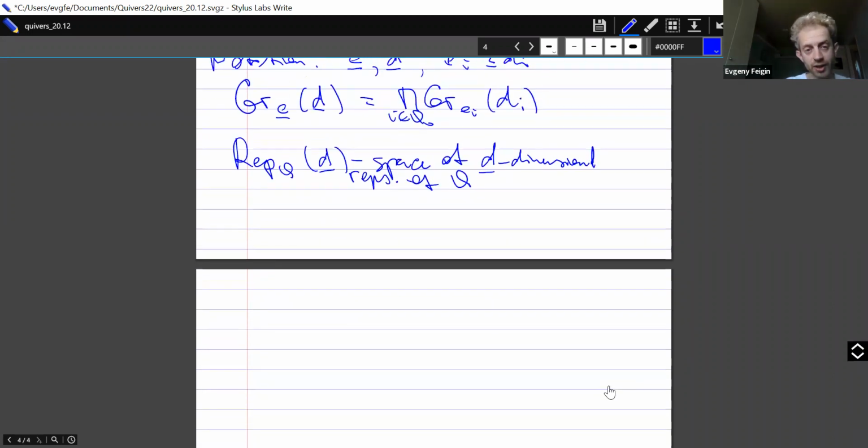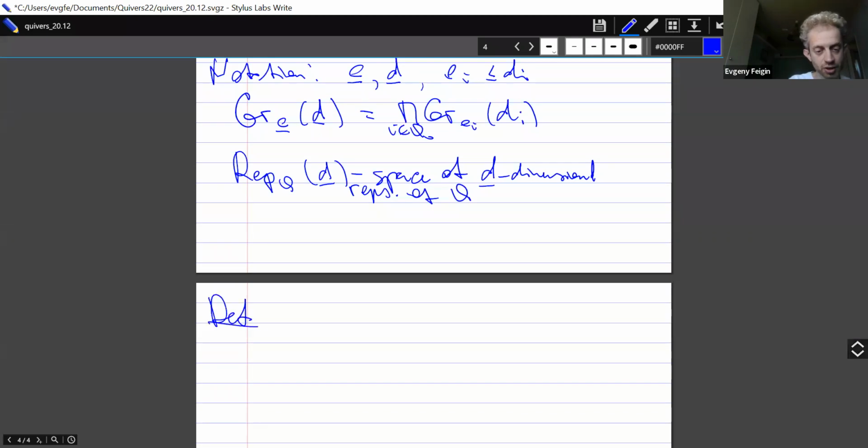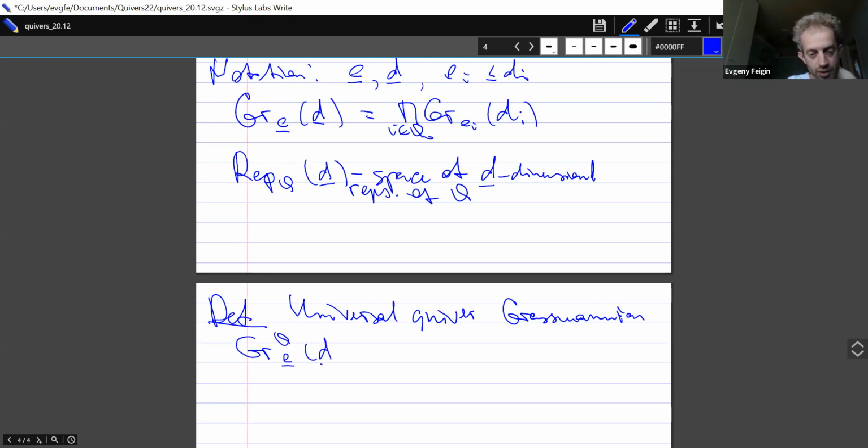Okay, so now we are ready to define our main object, the universal Quiver Grassmannian. Let's denote it by Gr_Q(E, D). As you can see, it depends on two dimension vectors, E and D. And so upstairs we have the Q, which makes it different from just the Grassmannian Gr(E, D). And actually it sits inside the product of the Grassmannian and Rep(Q, D).